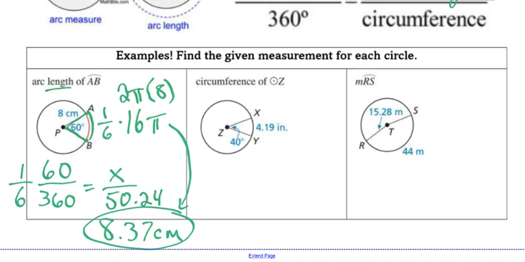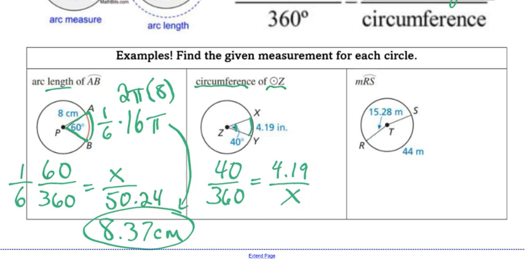All right, now we're trying to find the circumference of circle Z. So we know the arc length right now, and we know the central angle or the arc measure. We know that's 40 degrees out of 360, and that equals the arc length, 4.19, out of the total circumference. So we can cross multiply and solve for that circumference directly.